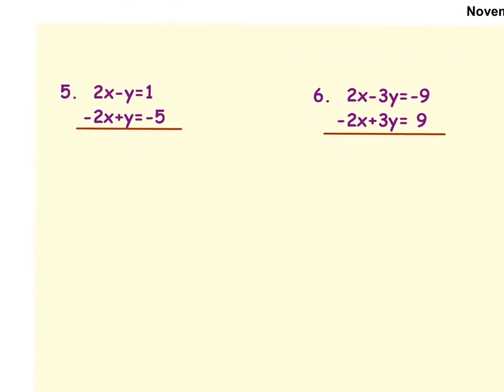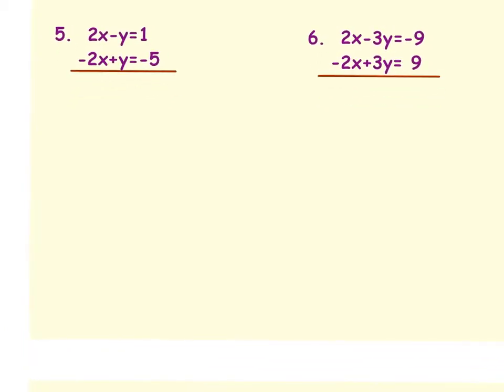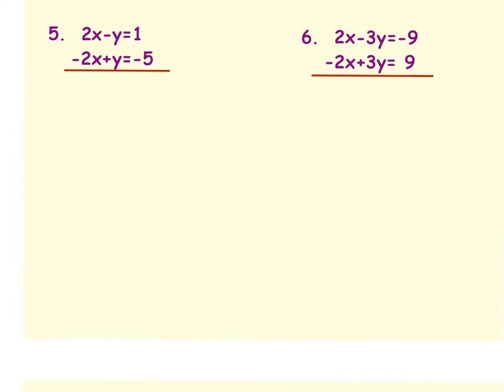Let me do these ones. 5 and 6 are what we call special cases. Remember what happened in substitution? You'll see what happens here. If you look at your x and your y, notice how the x's can cancel out. Oh, wait a minute, the y's can cancel out as well. So both the x's cancel and the y's cancel. I'm left with 0 equals 1 plus -5, which is -4.